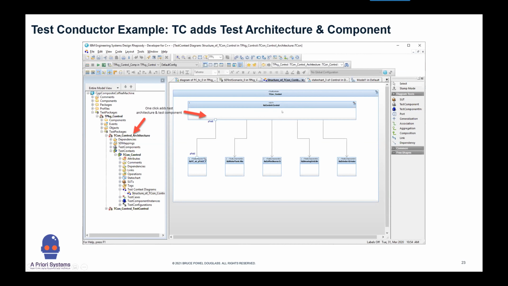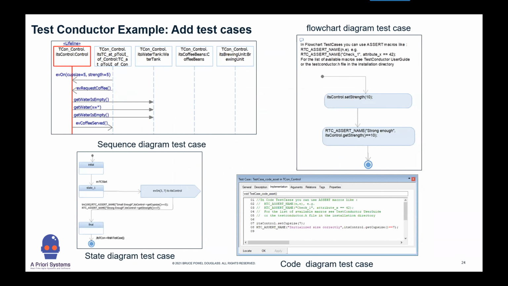And then we can add test cases. In Test Conductor, I can do any of the standard ways. Most common would be adding sequence diagrams, but you can do it as an activity diagram. A flowchart in Rhapsody is just a dumbed-down activity diagram, an activity diagram without the concurrency semantics, so it's just a single flow. You can do that. You can do it as a state machine, or you can write a code snippet to do that.